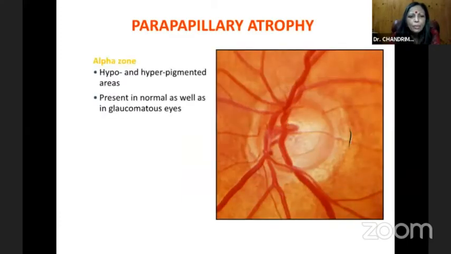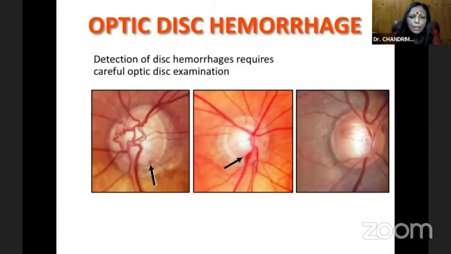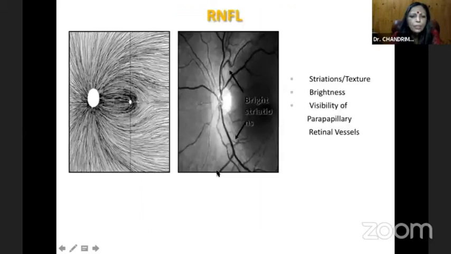Peripapillary atrophy: again, what we're interested in is the beta zone. This is the zone we're interested in. We are not bothered about the alpha zone. If there is a beta zone, that's pathognomonic of glaucoma. Optic disc hemorrhages: detection of disc hemorrhages requires careful optic disc examination. As you see in these pictures, the optic disc hemorrhages that are there, and localized thinning or notch is also a pathognomonic feature. There's a notch out there inferiorly, and that's pathognomonic.